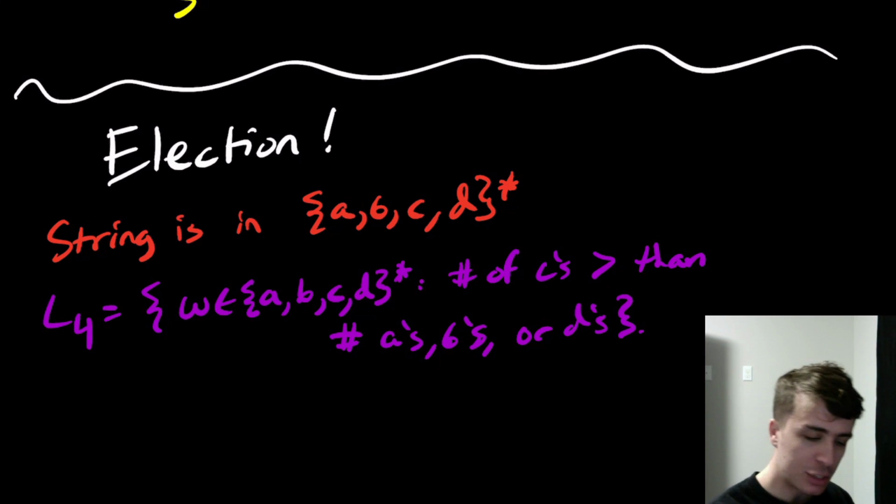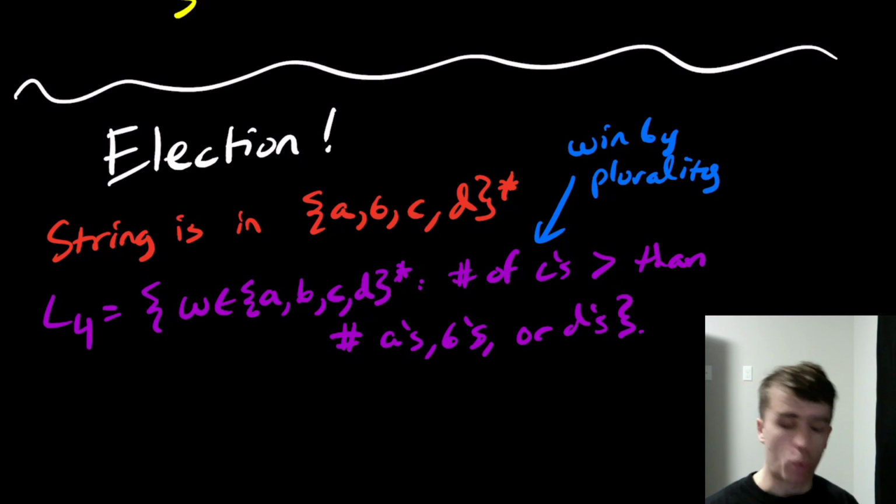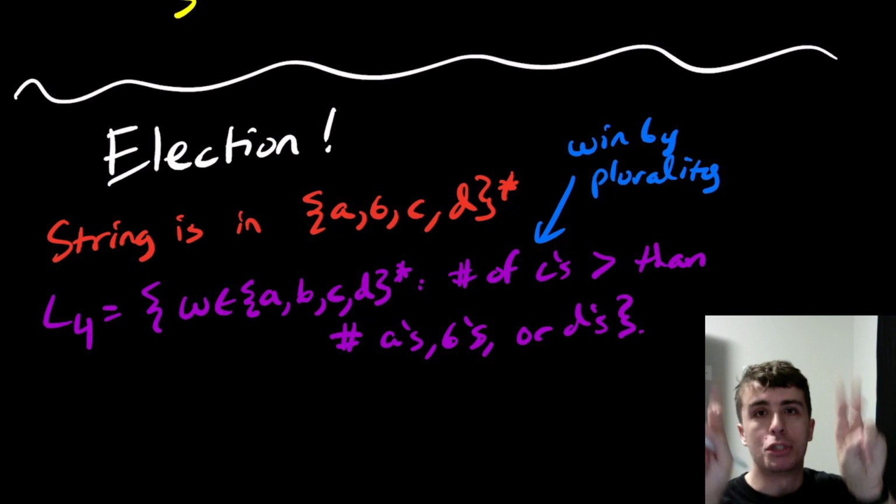This is what is called winning by plurality. It's not majority because we're not requiring that the number of C's be at least 50% of the length of a string. What we're just saying is that the number of C's is bigger than the number of A's, B's, and D's. So C technically got the most votes.